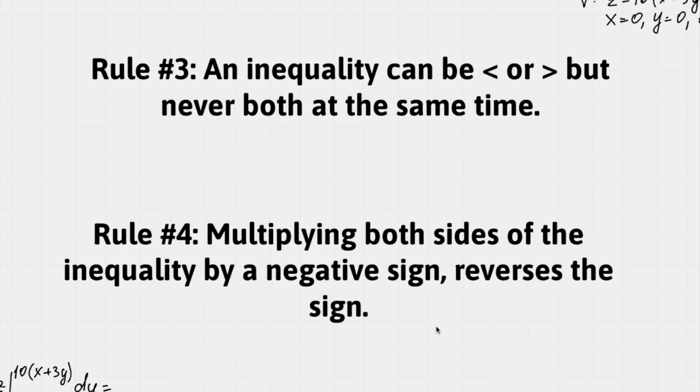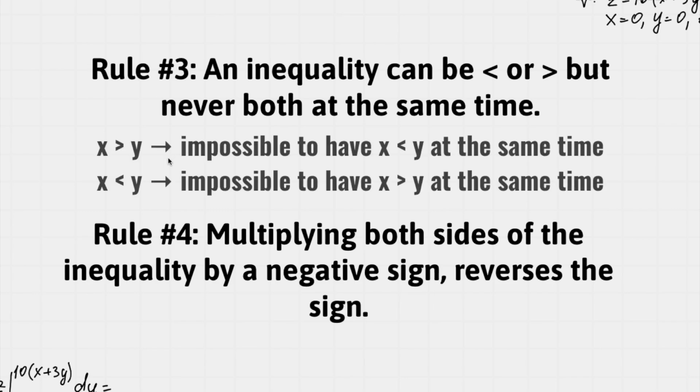Now rule number three: an inequality can be greater than or less than, but never both at the same time. And this might be a little bit obvious. So if x is greater than y, it's impossible to have x less than y at the same time in the same equation. Same if we have x is less than y, it's impossible to have x greater than y in the same equation. It's just kind of logic.